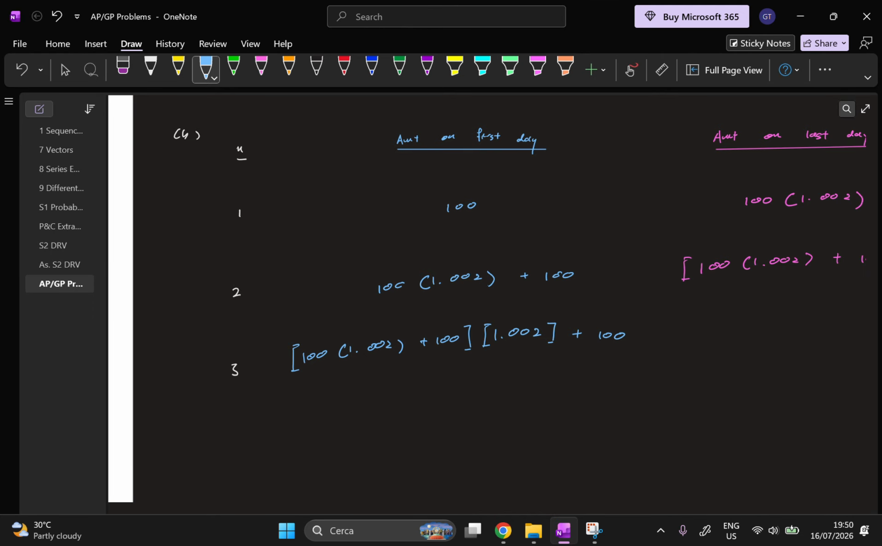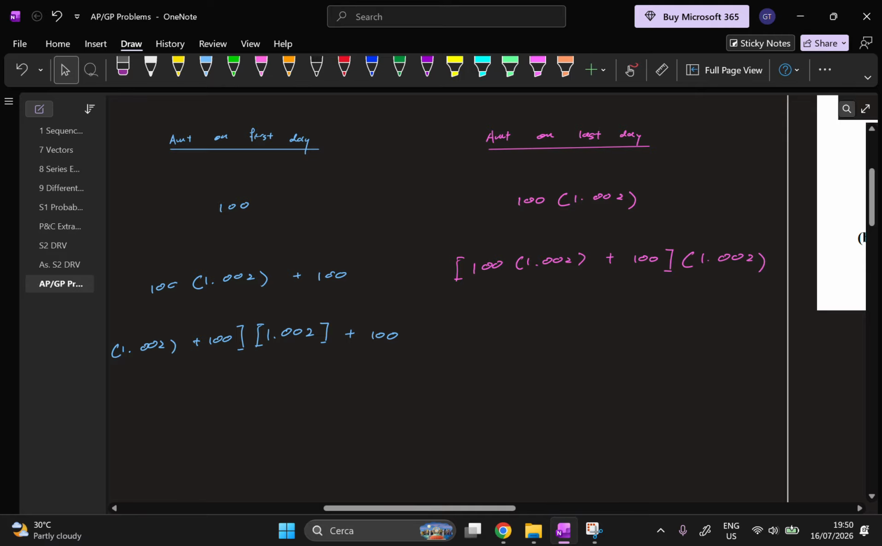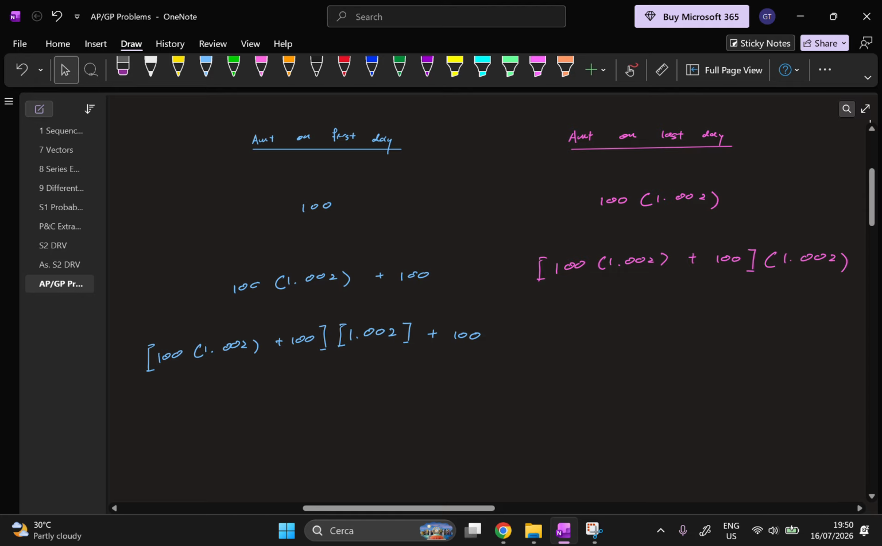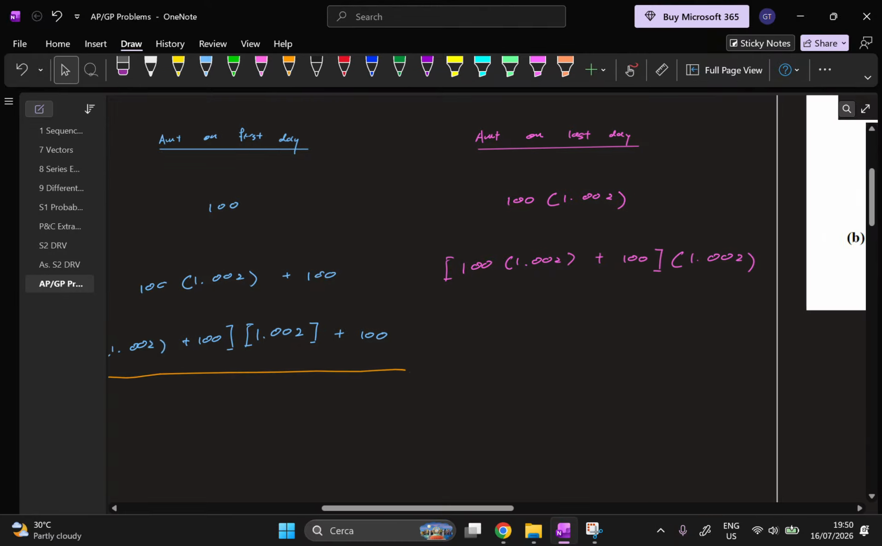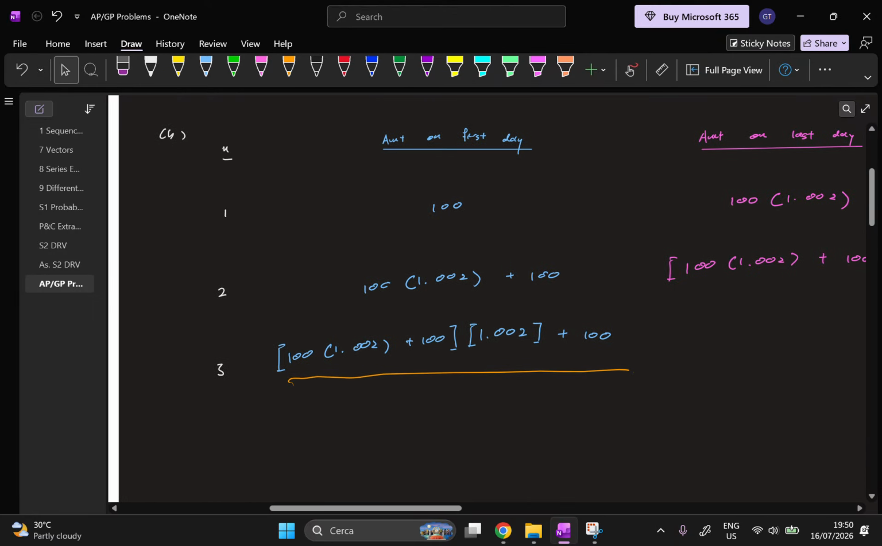Anything in blue is what he adds on the first day. Then anything in pink is what the bank adds on the last day. So the bank on the last day of March 2016, 31st of March 2016, is just going to have this entire thing, and then it will multiply this thing in orange by 1.002. I'm not going to write it out because I don't have space, but you can probably see the pattern.